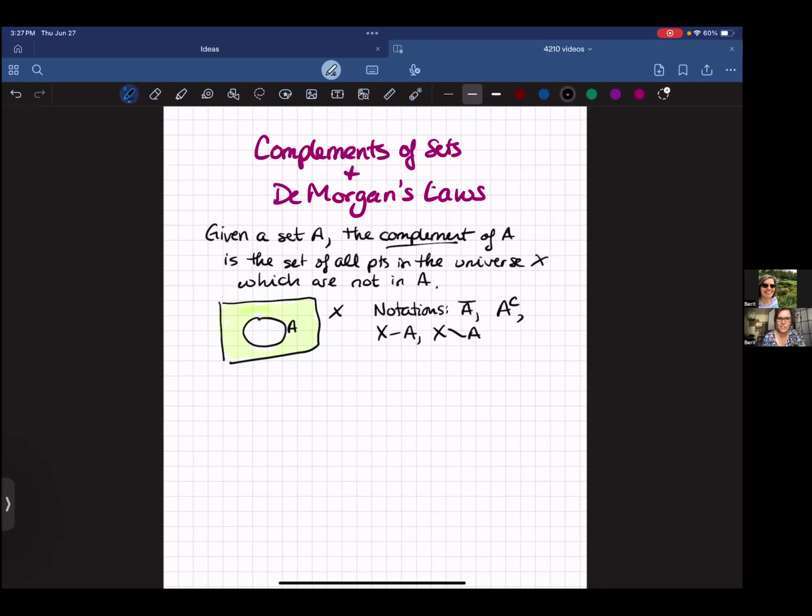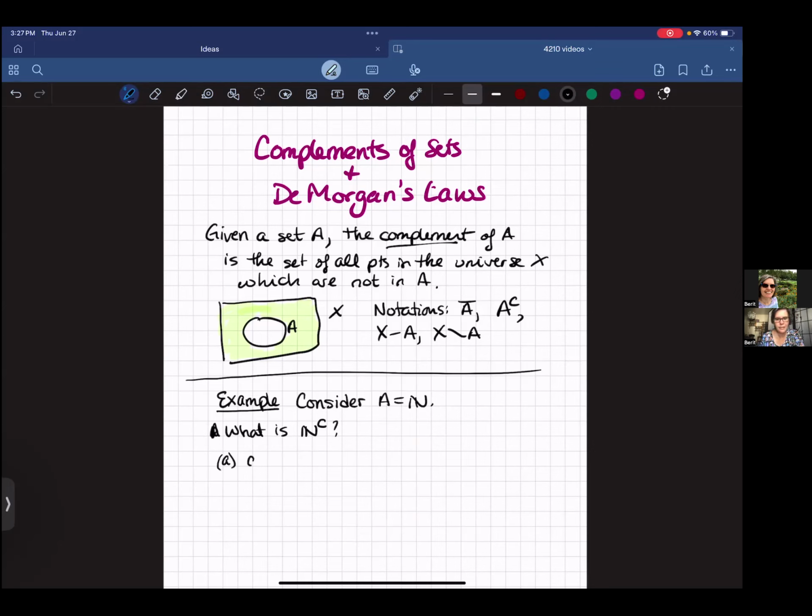There's probably more notations. So one thing that you want to be really careful about with complements is that the universe X really matters. And so let's see some examples of that. Consider the set A equals the natural numbers. What is the complement of A as a subset of Z?